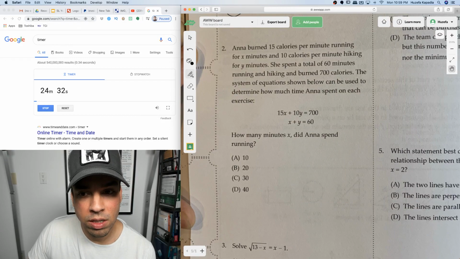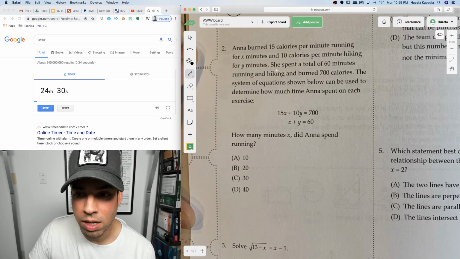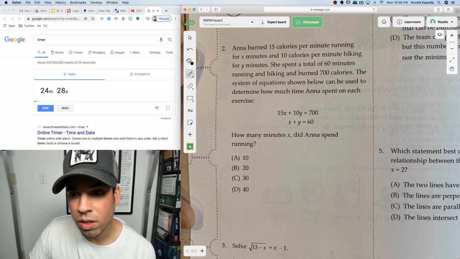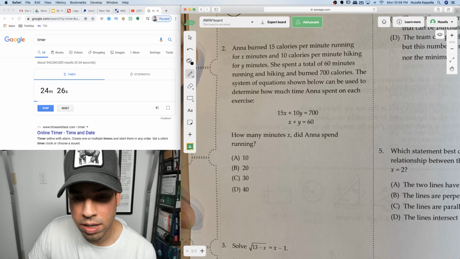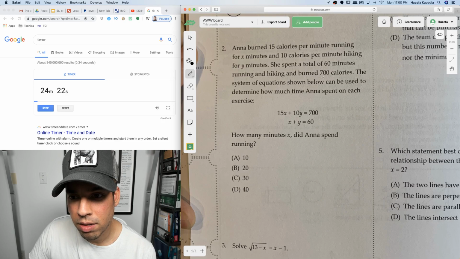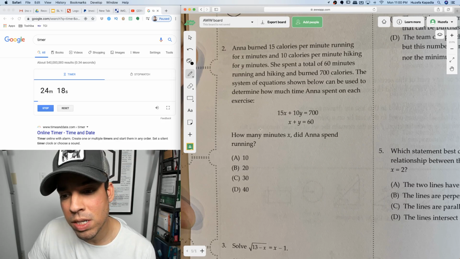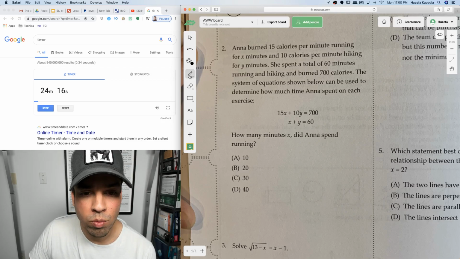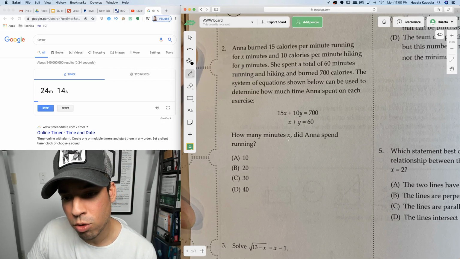Anna burned 15 calories per minute running for X minutes and 10 calories per minute hiking for Y minutes. She spent a total of 60 minutes running and hiking and burned 700 calories. The system of equations below can be used to determine how much time she spent on exercise. How many minutes X did Anna spend running? Okay, look, we don't have to create the system of equations. They did it for us. We need to solve for X.